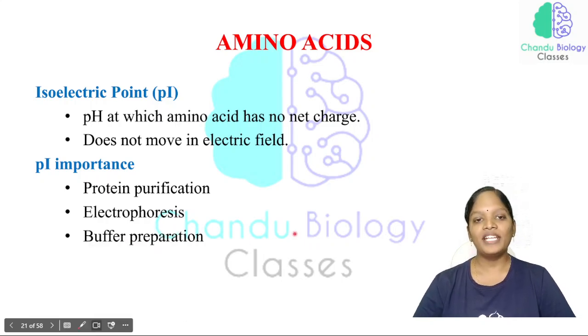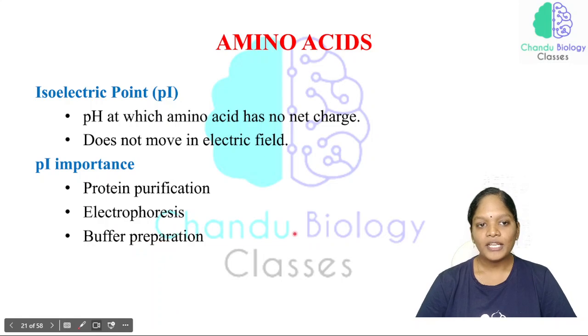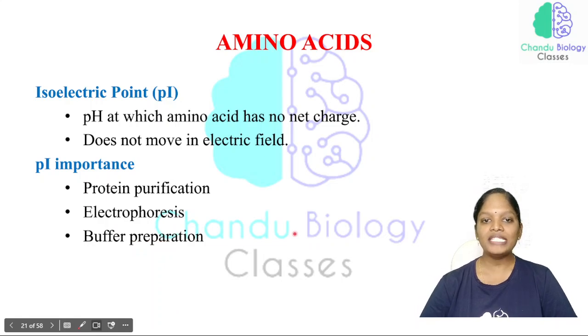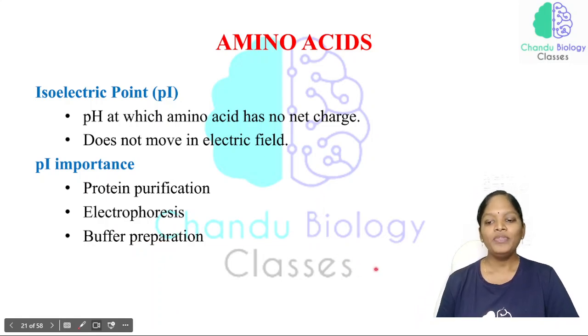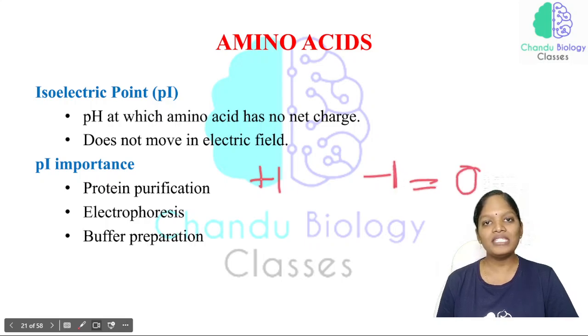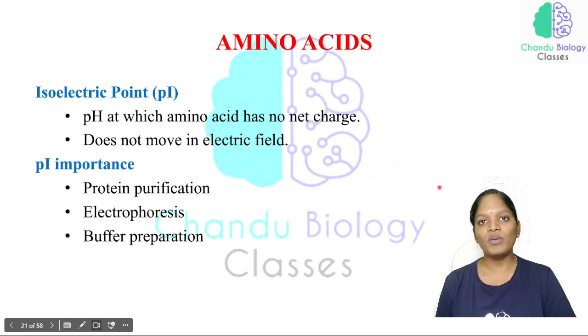Yes, isoelectric point. The isoelectric point is the pH at which an amino acid has no net charge. As I mentioned before, NH3+ is plus 1 and COO- is minus 1, so plus 1 minus 1 is equal to 0. That is what no net charge means.